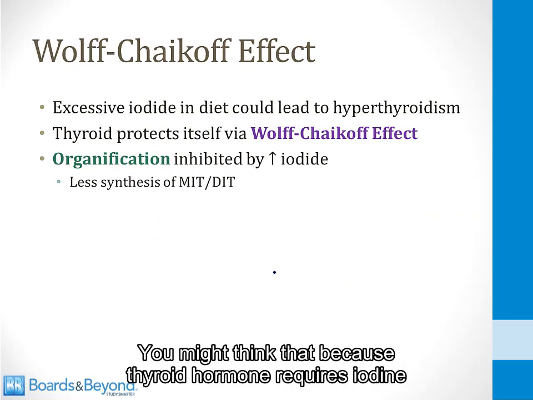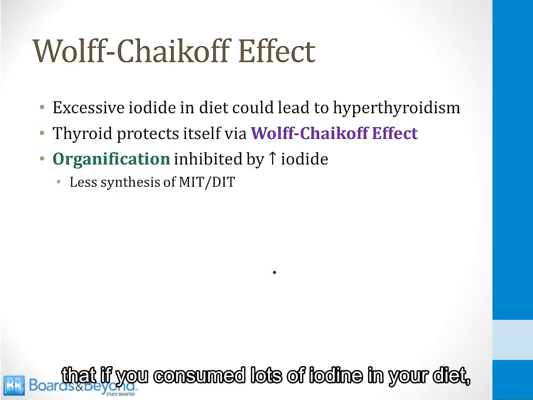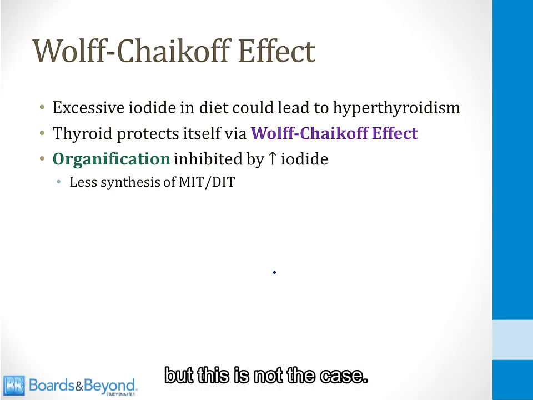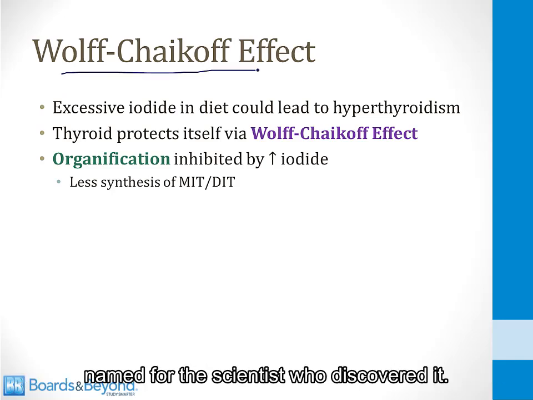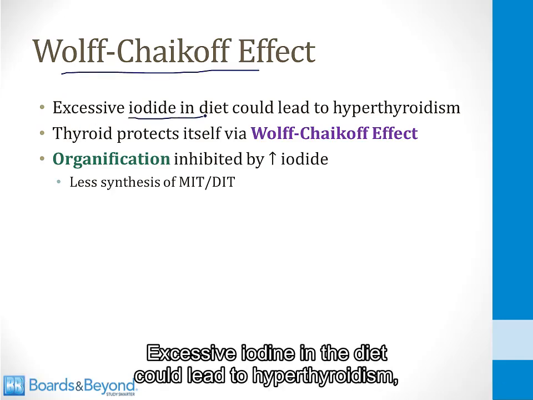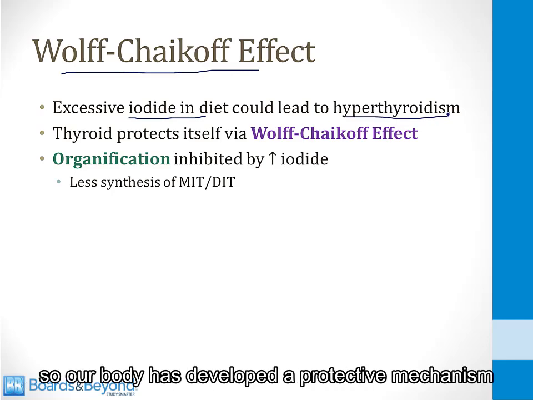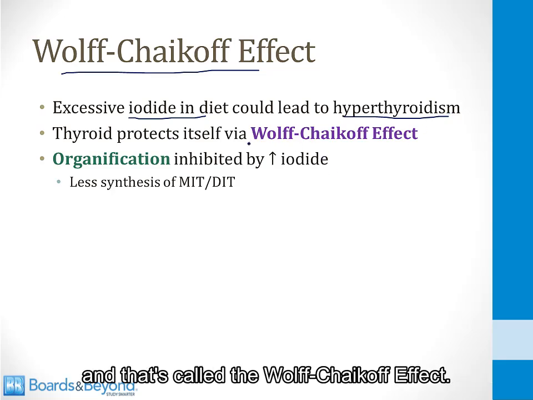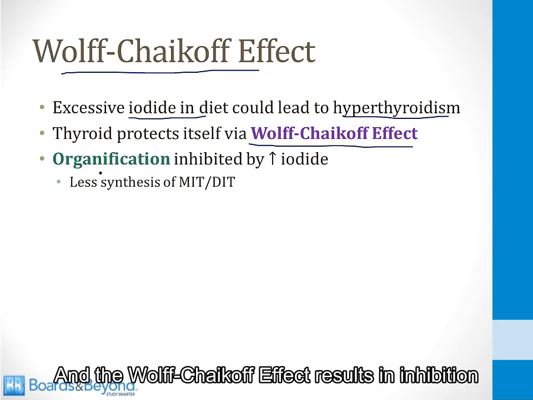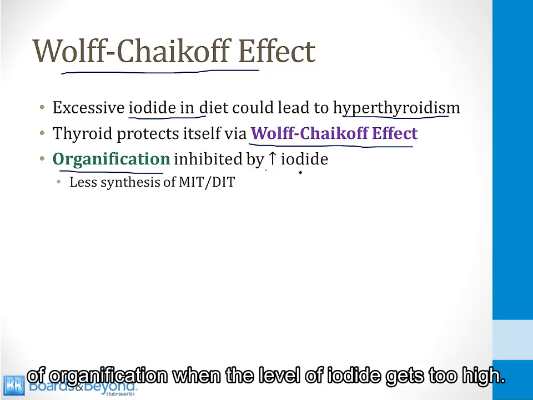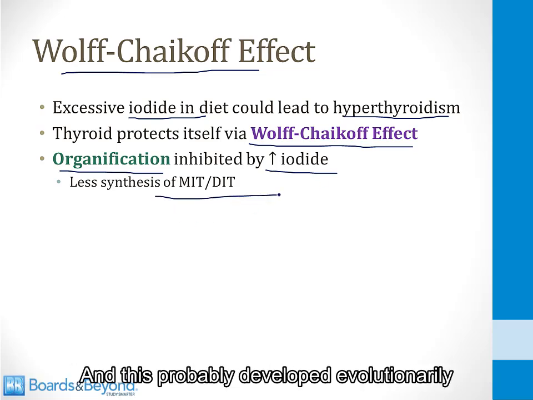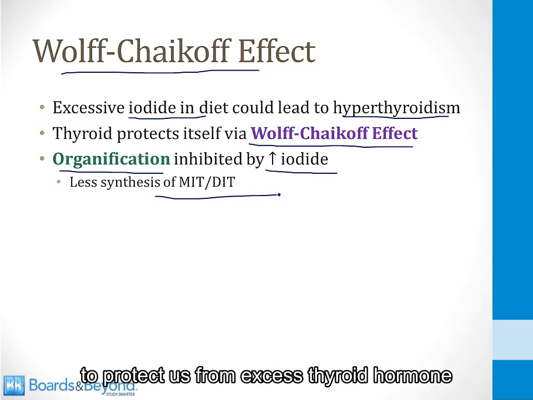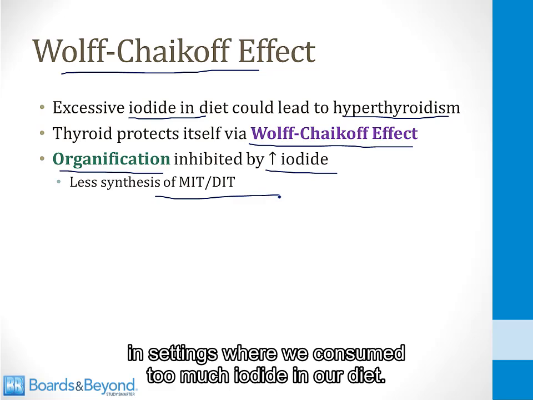You might think that because thyroid hormone requires iodine, if you consumed lots of iodine in your diet, you would have excessive thyroid hormone levels, but this is not the case. The reason this doesn't occur is because of something called the Wolff-Chaikoff effect, named for the scientist who discovered it. Excessive iodine in the diet could lead to hyperthyroidism, so our body has developed a protective mechanism, and that's called the Wolff-Chaikoff effect. It results in inhibition of organification when the level of iodide gets too high. This leads to less synthesis of MIT and DIT, and this probably developed evolutionarily to protect us from excess thyroid hormone in settings where we consumed too much iodide in our diet.